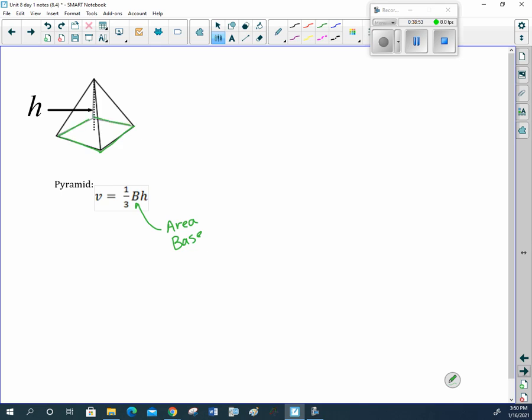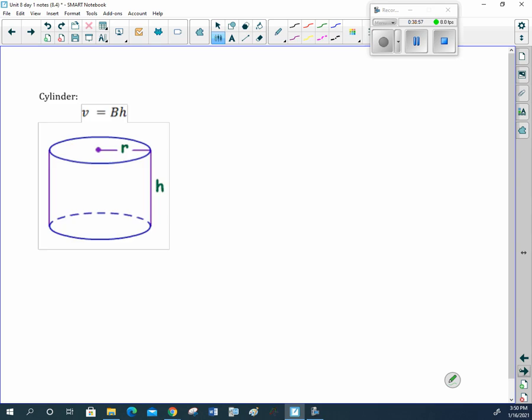Okay, and then this one is the cylinder. So the base of a cylinder, remember, is your circle. It's the area, so this is the area of the base. And the area of the base is a circle, and so the area of a circle is pi r squared, in case you've forgotten.